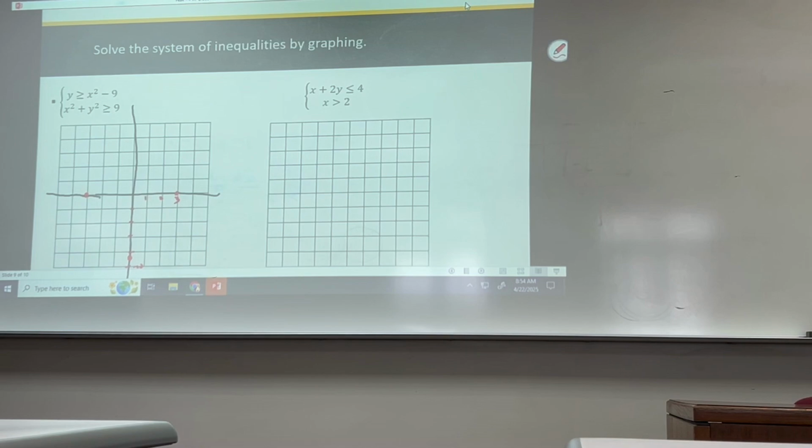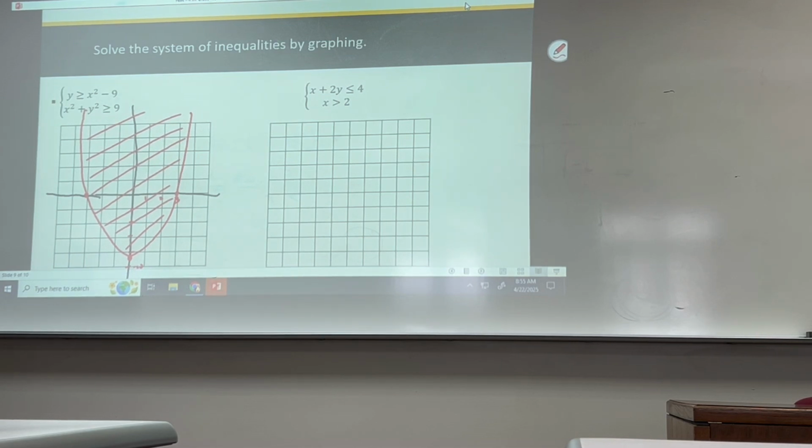Now, the inequality was greater than or equal to, so I'm gonna make that parabola solid. And didn't we figure out that we shade inside? So I'm gonna try to not be so messy, so we can figure out what our answer is. So the only thing different about these, you're just putting 2 graphs together, right? And seeing where they overlap.